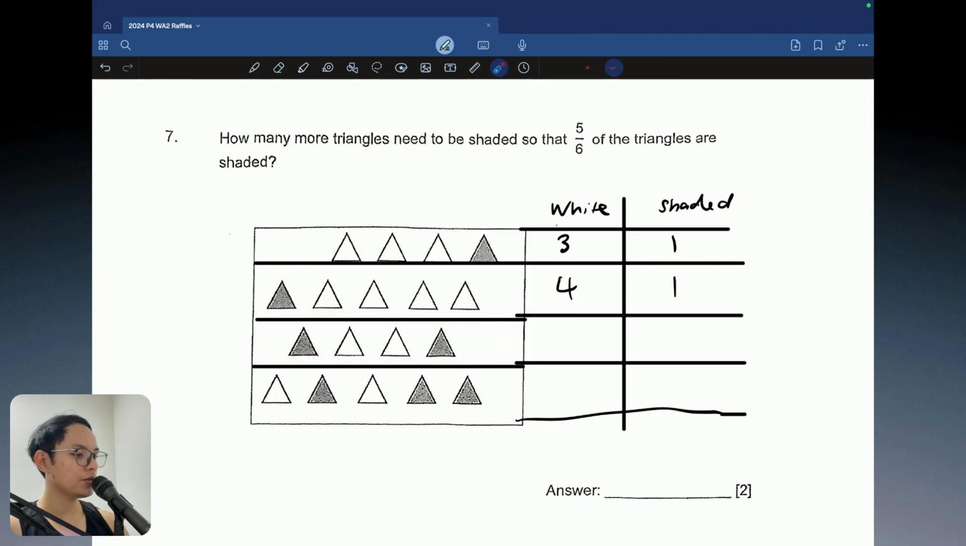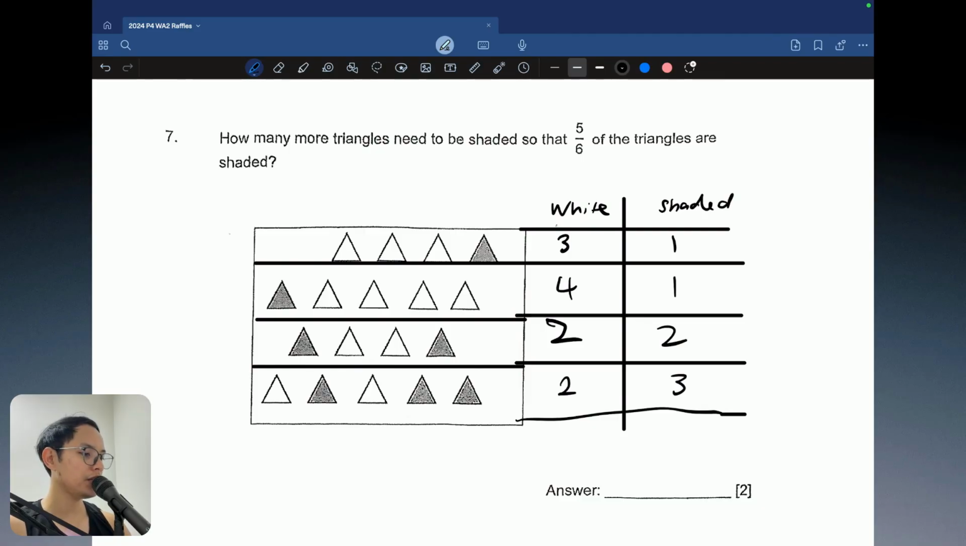Okay, let's move on to the next row. So this is two shaded and two white. Okay, two shaded and two white. So we're gonna put here two white, two shaded. Then the last one we have three shaded and two white. Okay, so we put here two white and three shaded. Okay, so this is where you can actually have a better idea of what the number is. Okay, so we're gonna add all of this up.